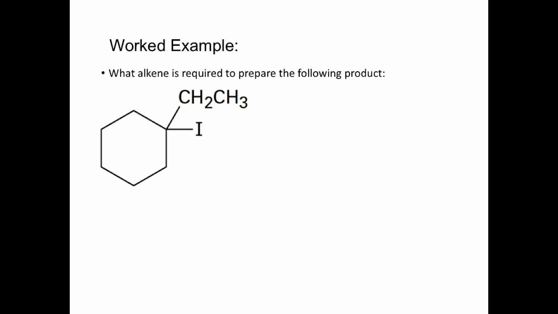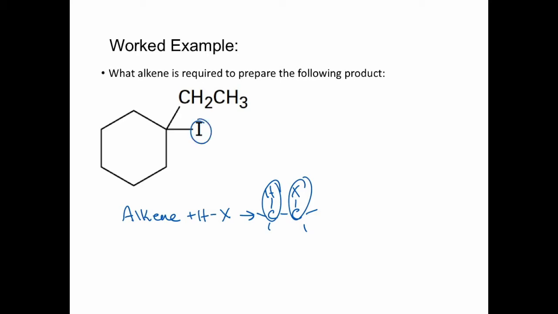So what if I asked you to figure out the alkene required to prepare the following product? So you know that an alkene plus HX will give you a product where you've gotten rid of the alkene and you've created 2 new bonds, one to a hydrogen and one to a halogen. So the halogen in this case is iodine, so the reactant must have been HI. And we know that the halogen goes on one of the 2 carbons that made up the starting alkene.